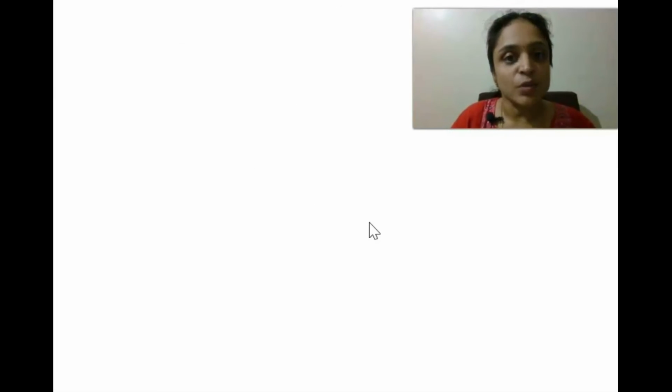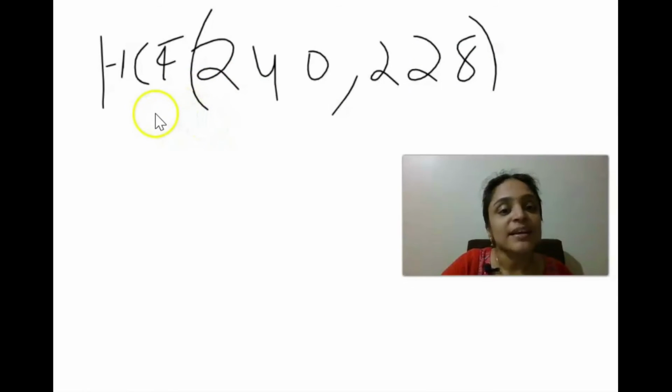Okay, now we'll see questions from the question papers from the topic how to find HCF of two or three numbers by applying Euclid's division lemma. First question is find the HCF of 240 and 228 by using Euclid's division lemma.